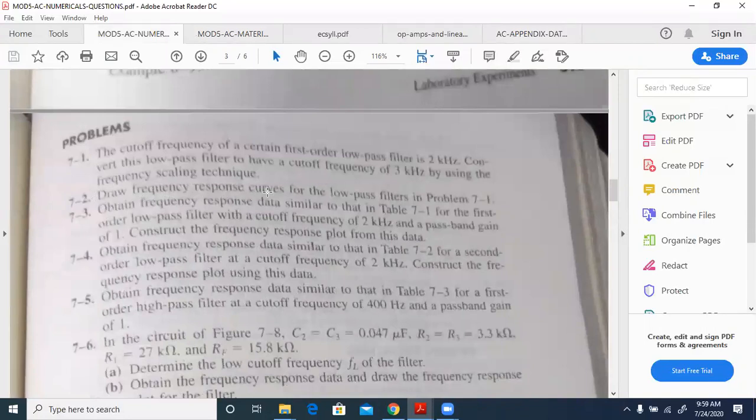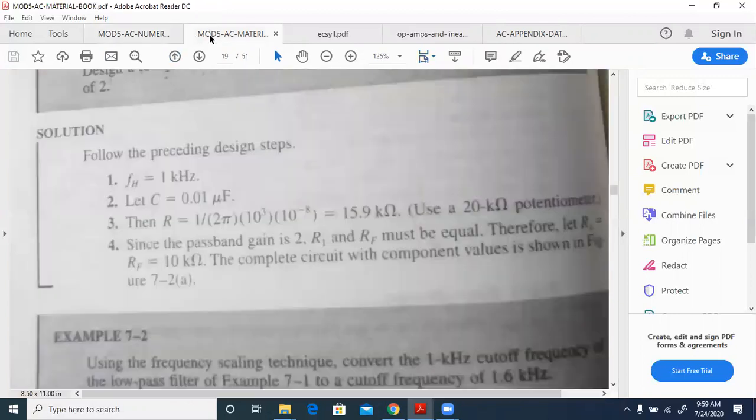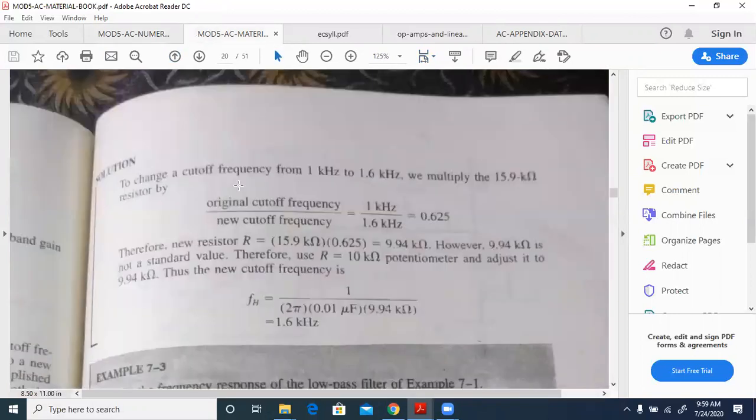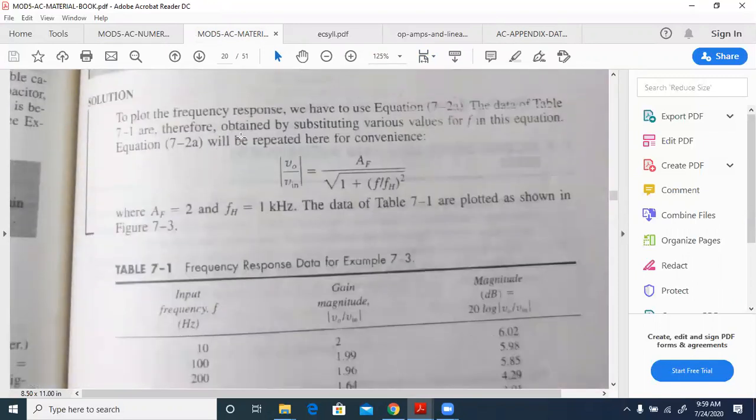Draw the frequency response curve for the low pass filter in problem 7.1. For that, we again go over here to see how he has drawn the plot. For that, you need to use this equation: V naught by V in is equal to AF by root of 1 plus F by FH whole square. Okay, AF divided by root of 1 plus F by FH whole square.